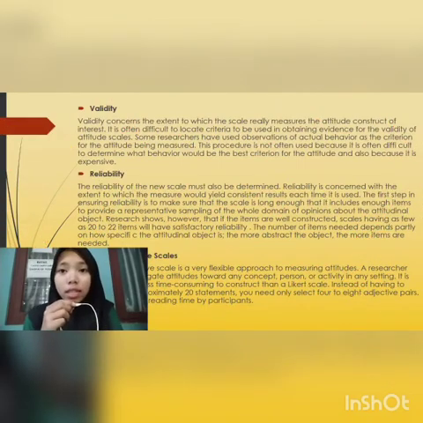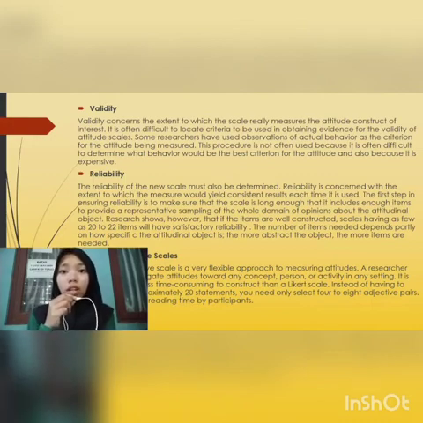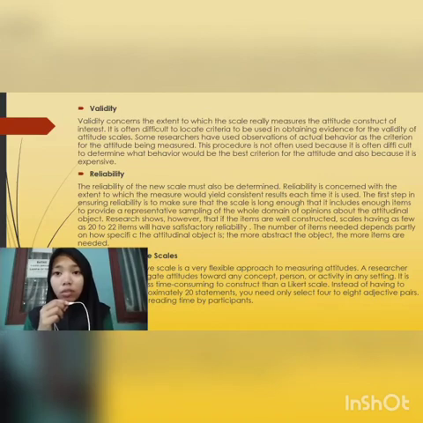And number 2 is validity. Validity concerns the extent to which the scale really measures the attitude construct of interest. It is often difficult to locate criteria to be used in obtaining evidence for the validity of attitude scales. Some researchers have used observations of actual behavior as the criterion for the attitude being measured. This procedure is not often used because it is difficult to determine what behavior would be the best criterion for the attitude, and also because it is expensive.